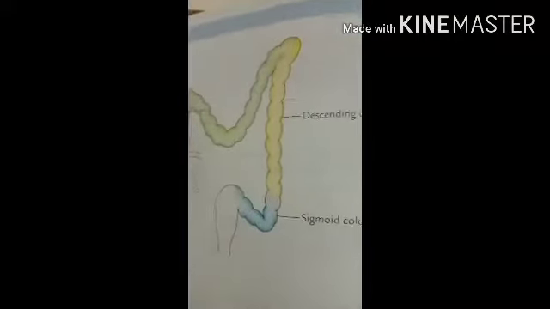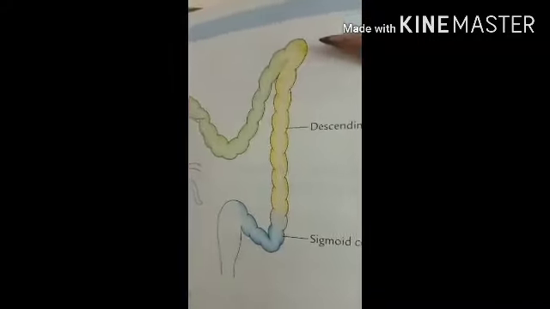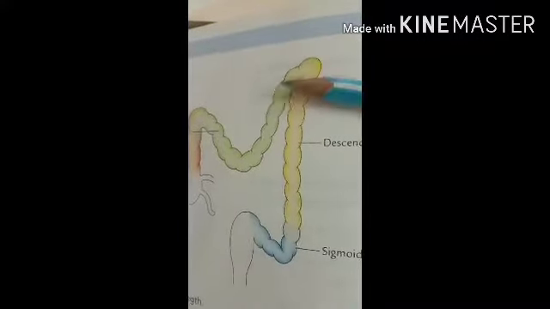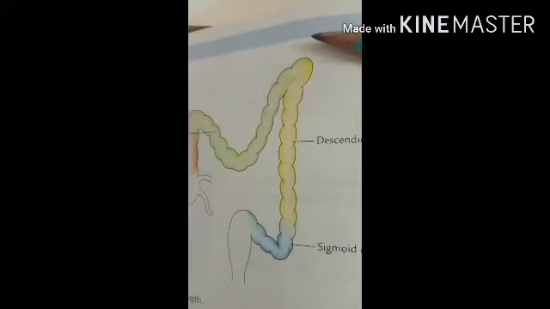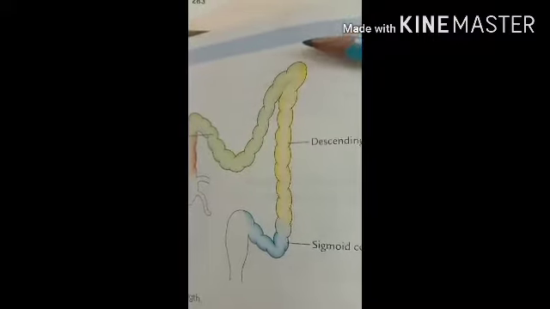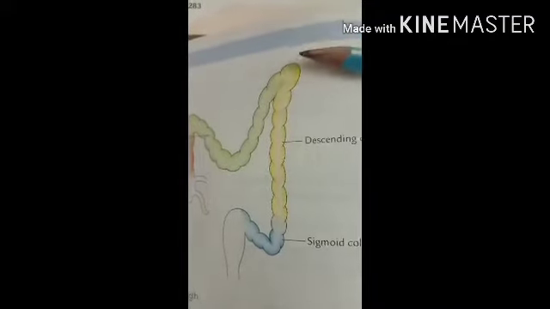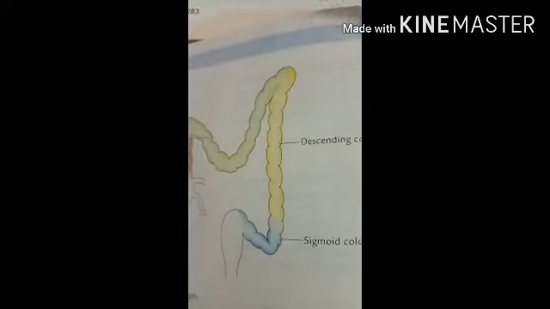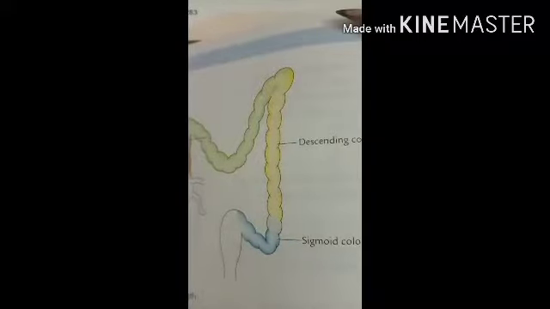After that we have to see the left colic flexure, this one, which is also called the splenic flexure. It is present at the junction of the transverse colon and the descending colon. Hence the colon bends downwards and backwards. So it lies on the lower part of the left kidney and the diaphragm, behind the stomach and below the anterior end of the spleen.